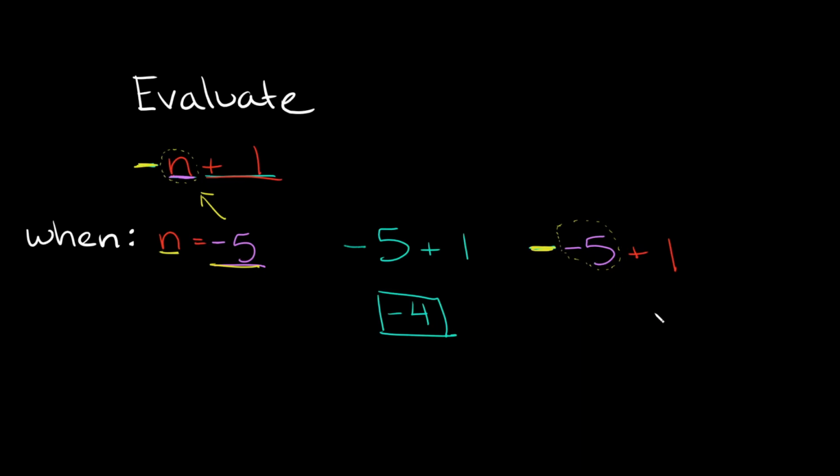Okay, so how would we evaluate this? Well, whenever you have two negative signs next to each other like this, you can basically turn them into a big plus sign. So two negatives make a positive, okay? So this turns into positive 5 plus 1. So what is positive 5 plus 1? Well, that would just be 6, right? Positive 6. Okay, so now let's do a couple problems with two variables.